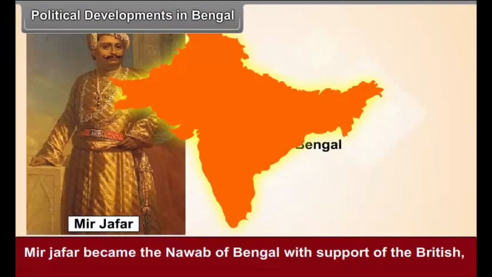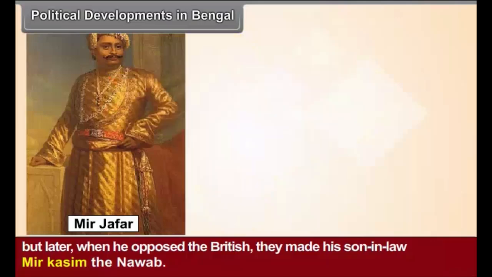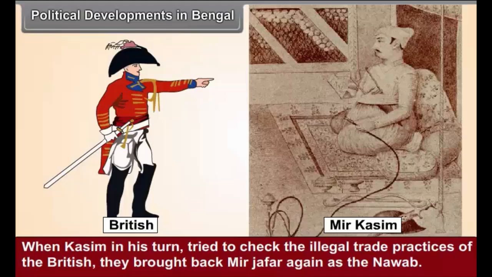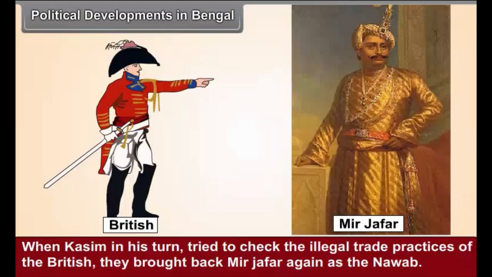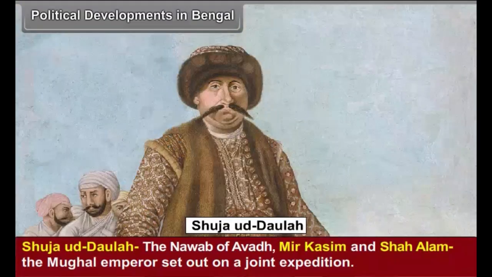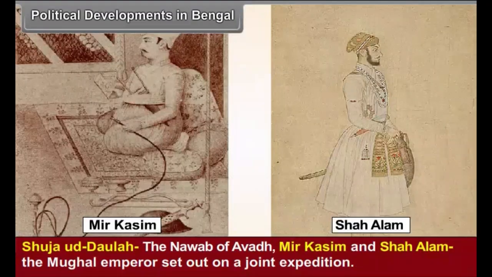Mir Jafar became the Nawab of Bengal with the support of the British, but later, when he opposed the British, they made his son-in-law Mir Qasim the Nawab. When Qasim in his turn tried to check the illegal trade practices of the British, they brought back Mir Jafar again as the Nawab. In order to restrain the activities of the British in Bengal, Shuja-ud-Dawla, the Nawab of Awadh, Mir Qasim and Shah Alam, the Mughal emperor, set out on a joint expedition.